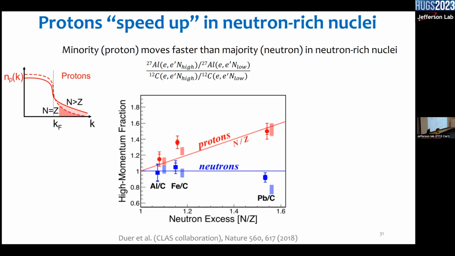You take the double ratio with respect to a symmetric nucleus. Carbon's easy because it's just six protons, six neutrons. Comparing these, you can see that your neutrons always stay flat. But in this high momentum tail, you see the protons, as a function of N over Z, are basically occupying this high momentum tail because they're always the desired partner for pairing, because of this NP dominance.